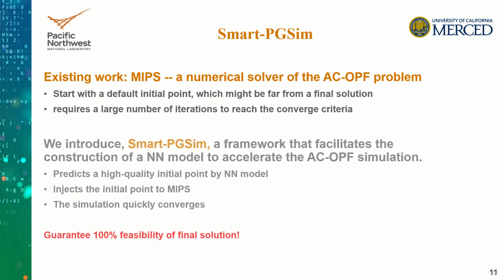In this study, we will use the SmartPGsim, a framework that can facilitate the construction of a neural network model to accelerate the SC'20 simulation. It uses neural network to predict a high-quality initial point, and then it will inject these good initial points into MIPS to let the simulation converge quickly. Through the combination of the machine learning method and the numerical solver, we can 100% guarantee the feasibility of our final solution.